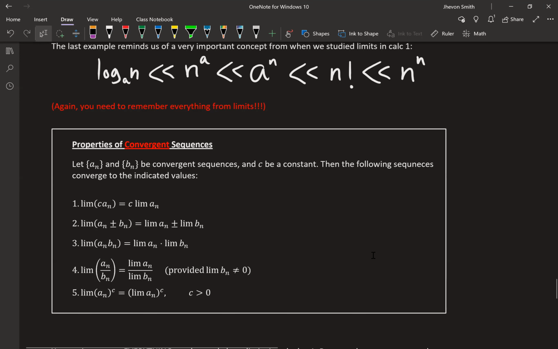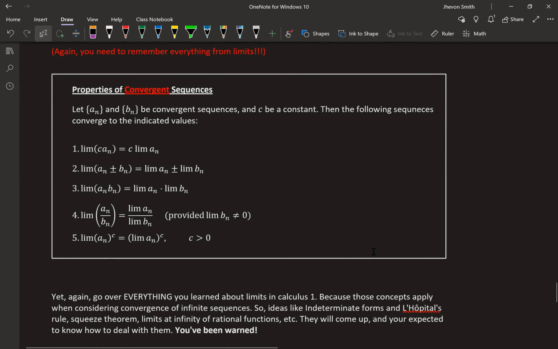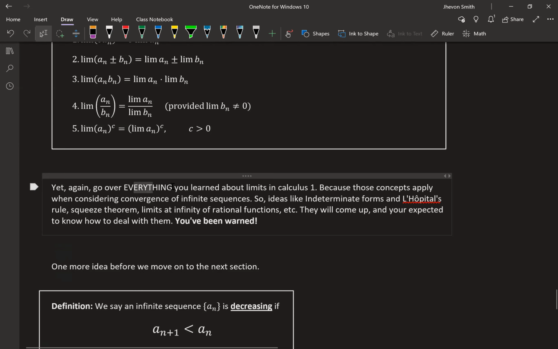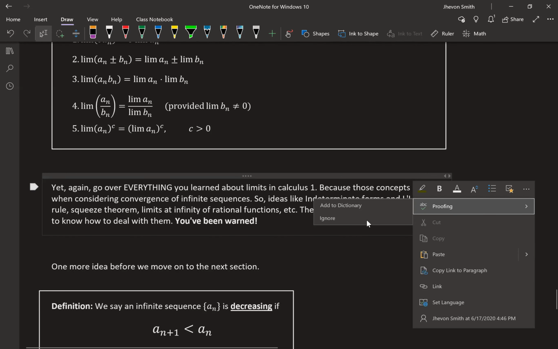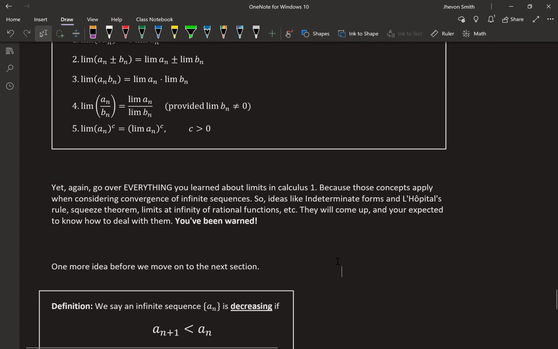So a sequence is just a list written in a definite order. We can talk about that list converging. Basically, this means we can take a limit of the terms and it approaches some real number. If this does not happen, it will diverge. We need to remember all our rules from limits to be able to do this. So again, everything you learn from limits is going to be important, including indeterminate forms and L'Hopital's rule, squeeze theorem, limits at infinity of rational functions. All your limits, you need to review it.